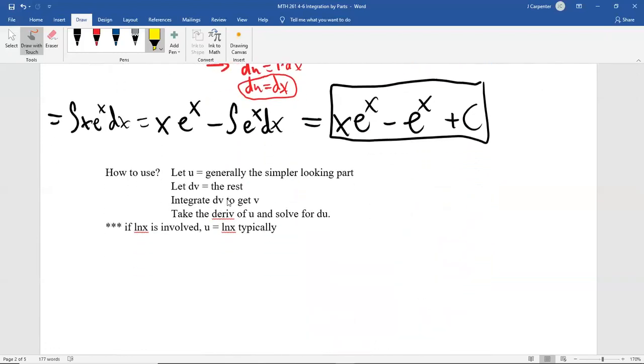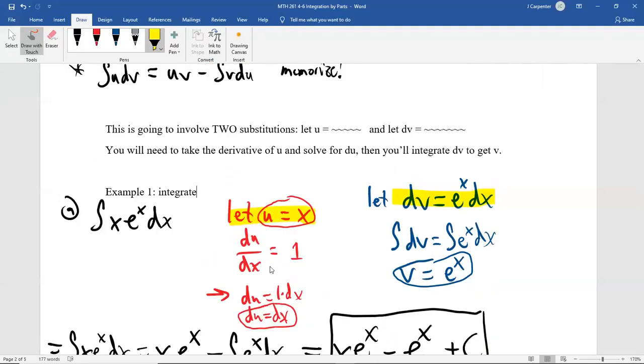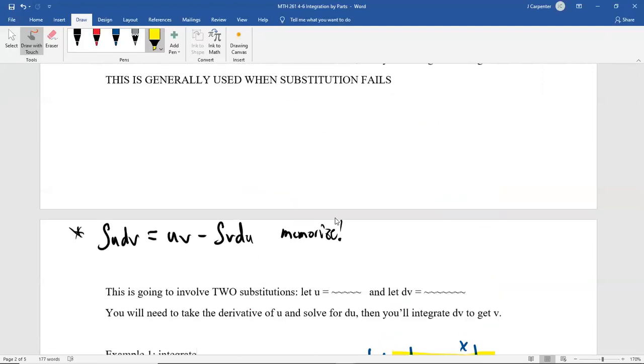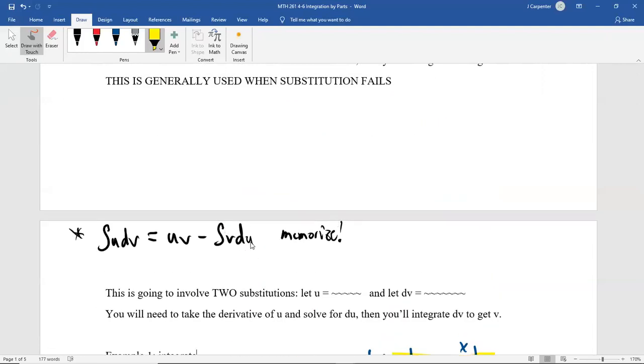If you see these four statements, take the derivative of u and solve it for du. So that's just a little different. Now this one happens to be solved for dx because of the very simple derivative, but that's just a coincidence. So again, substitution you solve for dx, integration by parts we solve for du. The reason we solve for du is because du is in the formula.